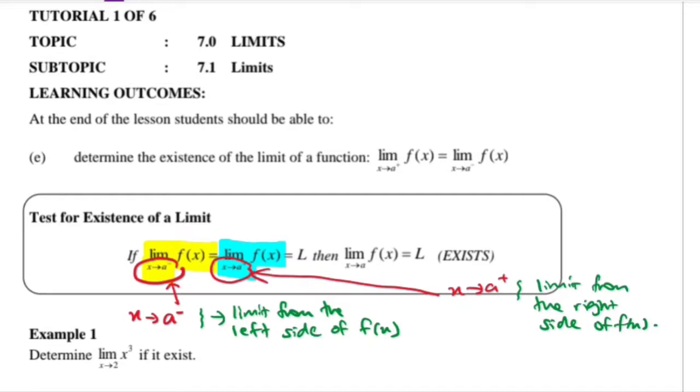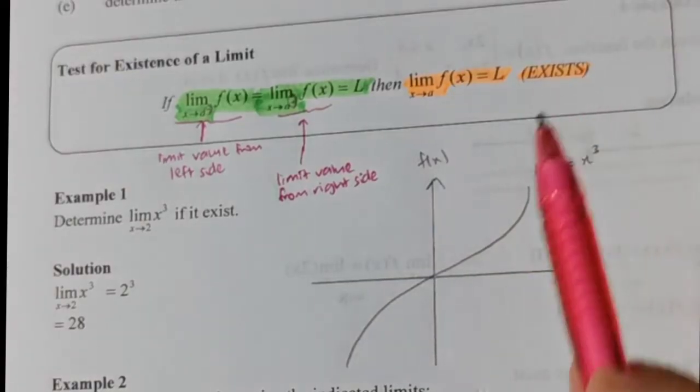So when does the limit exist? It's whenever the limit from both left and right side is equal to a number. So let's say it's equal to 5. So the limit exists and is equal to 5. But if let's say from the left hand side and right hand side the limits are not equal, then the limit does not exist. Okay, let's look at example 1.